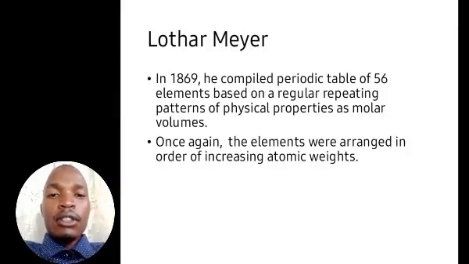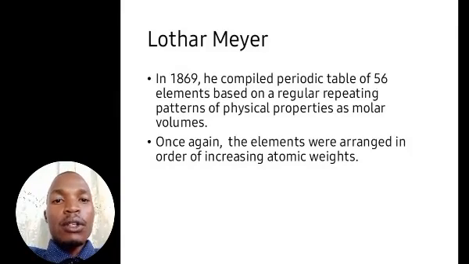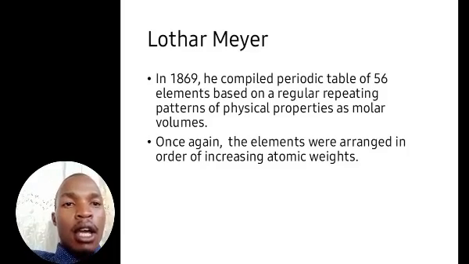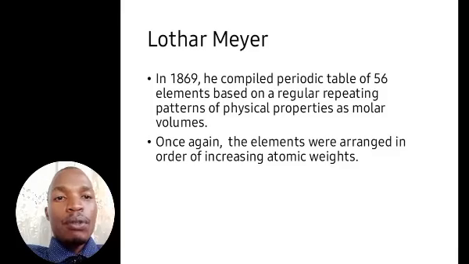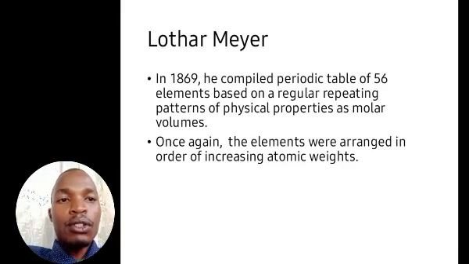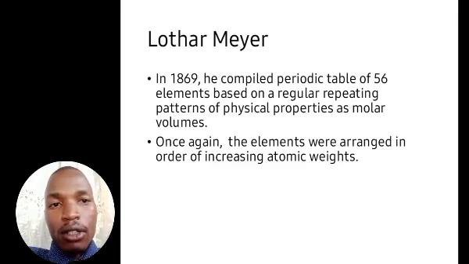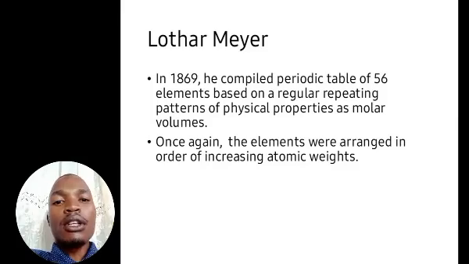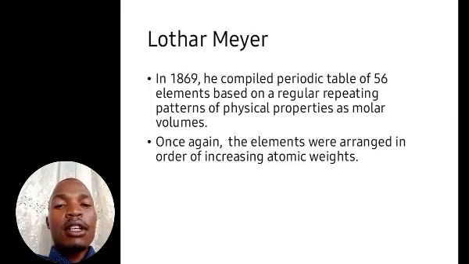The next scientist is this man called Lothar Meyer, who in 1869 compiled a periodic table of 56 elements based on regular repeating patterns of physical properties such as molar volumes. And once again, this man arranged the elements in the order of increasing atomic weights, just like the previous scientist.